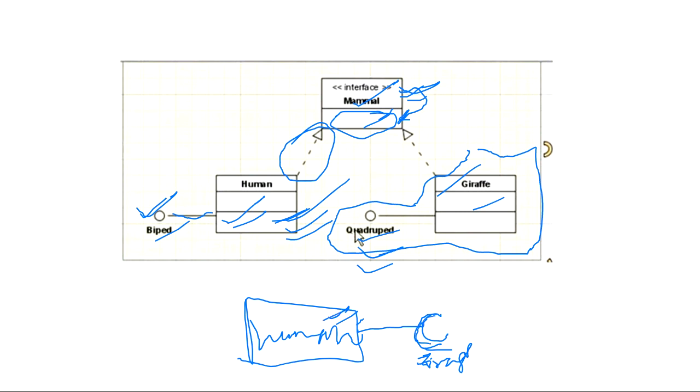Here it becomes the reverse. Here it means that this human class needs this interface. Now this human class requires this interface. That is the meaning of this C.